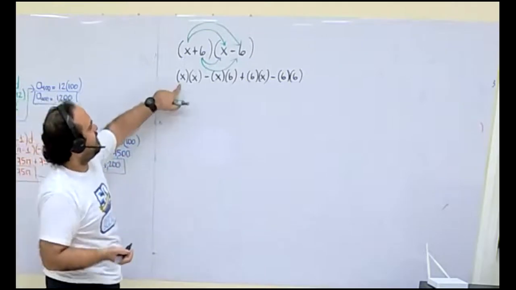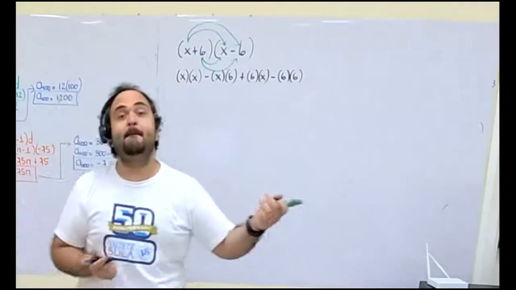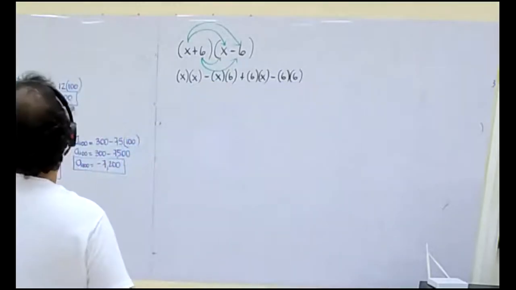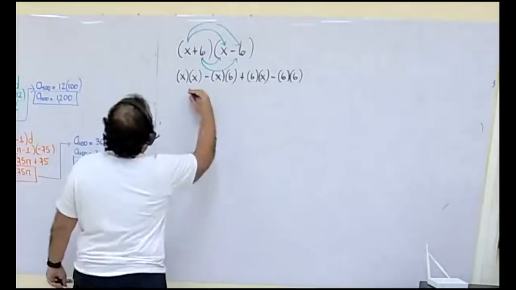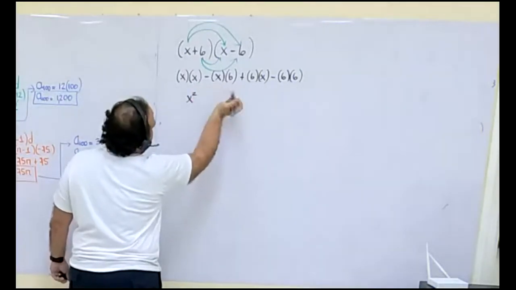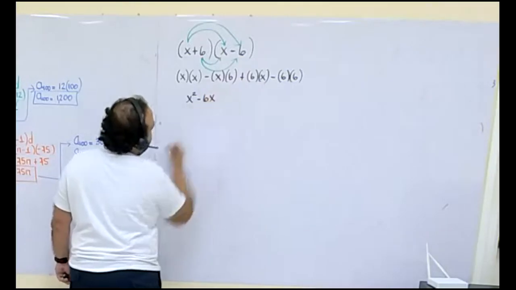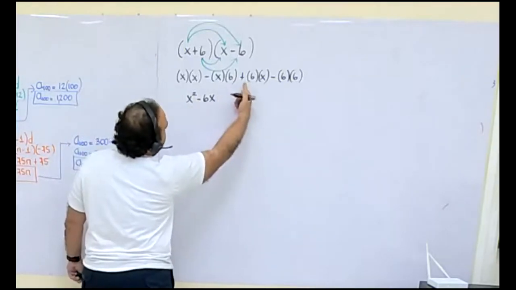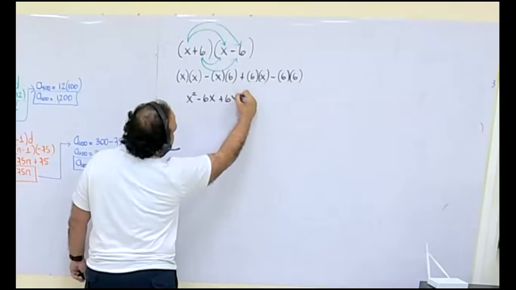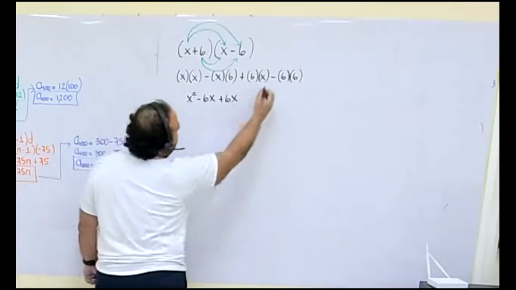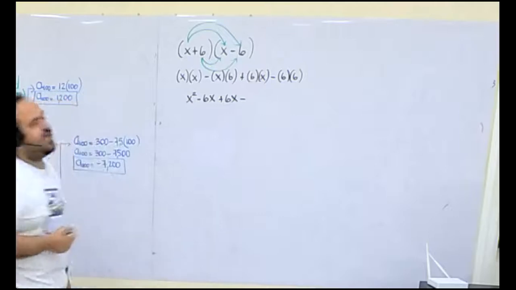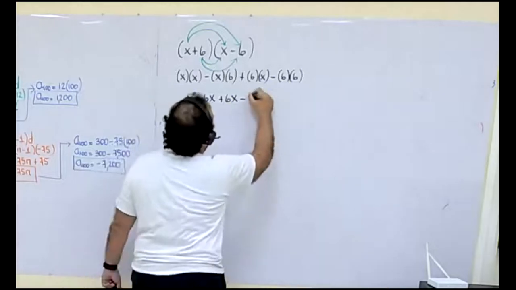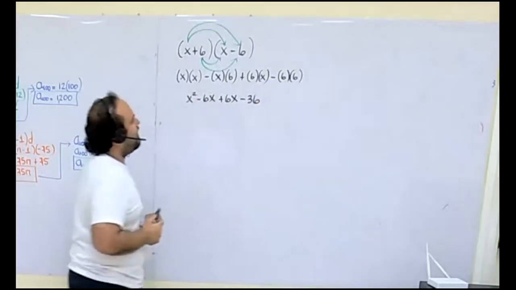So remember, x times x will be x to the power of 2, or x squared. And x times negative 6 is negative 6x. We reorder the number first. The same happens over here: positive 6 times x will be positive 6x. And finally, negative 6 times 6 will be negative 36.